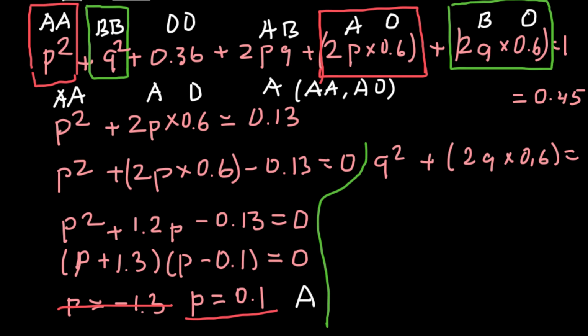Once again, Q squared stands for the genotype BB. Q here stands for the allele B, and 0.6 stands for the frequency of the allele O in this population. And these two genotypes combined would make the phenotype whose frequency in the population is 0.45. As you remember, with our next step we have to move this number to the left part.